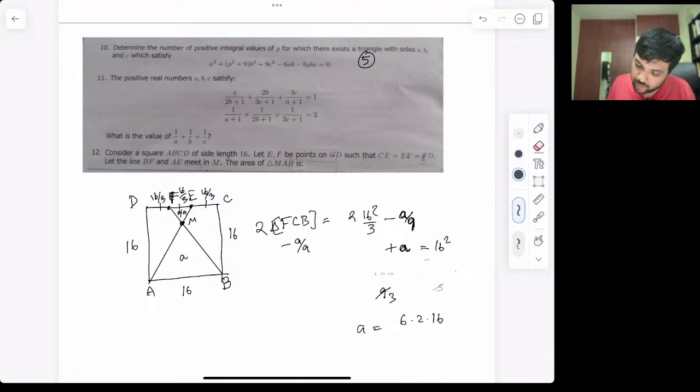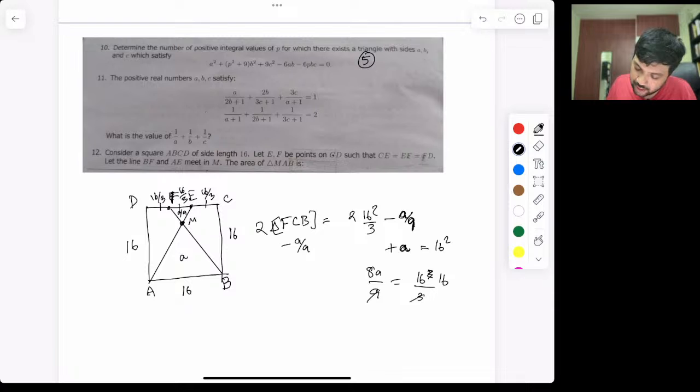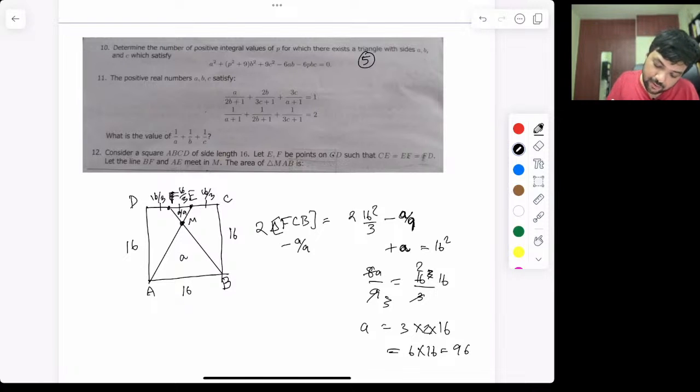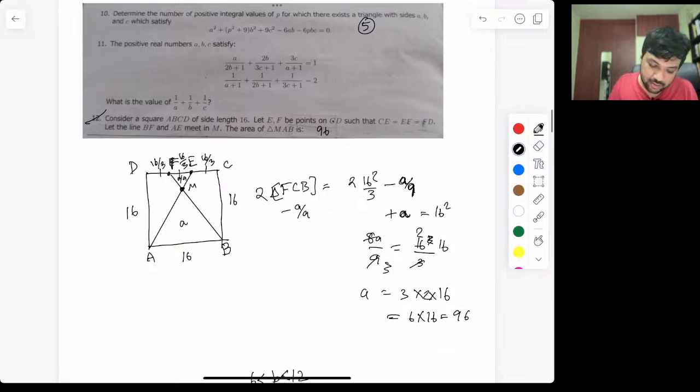2 into 16 square by 3. I make lots of calculation mistakes. So 8A by 9 is 16 square by 3. 16, 3, 3, 8, 2. Okay, so 3 into 2 into 16. 6 into 16. Okay, now it's 96. I think. Yeah, answer is 96.